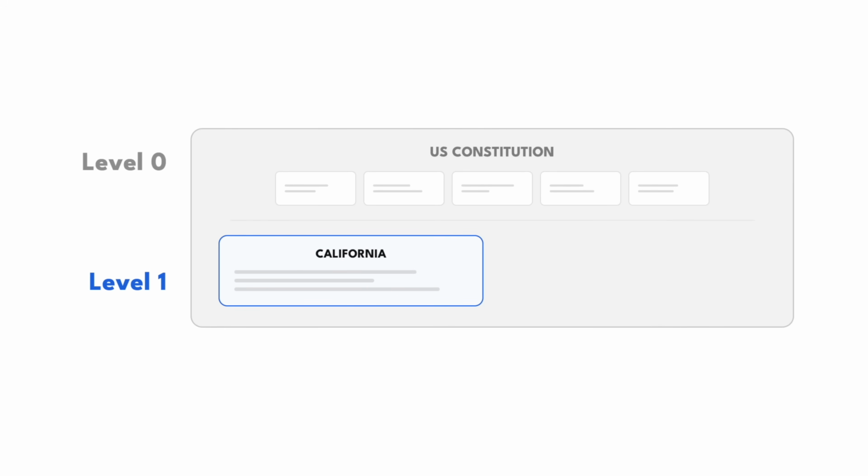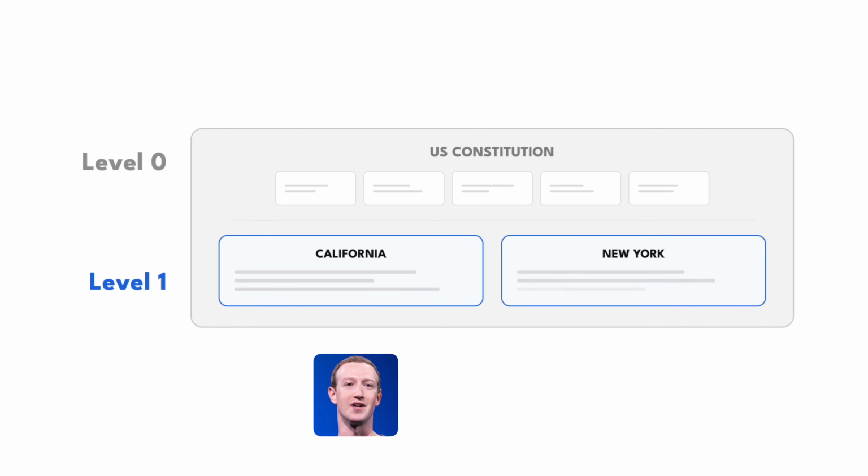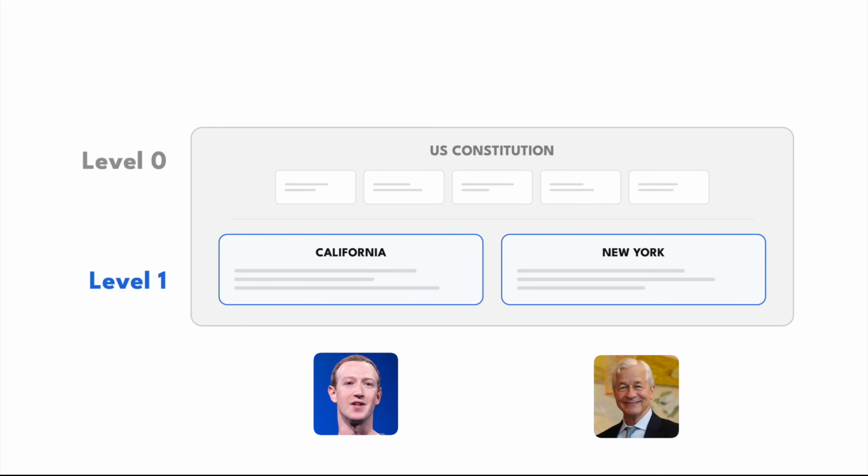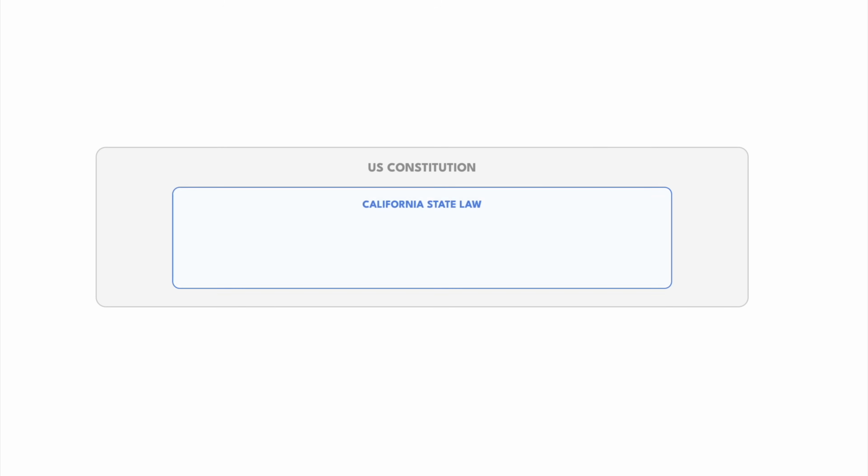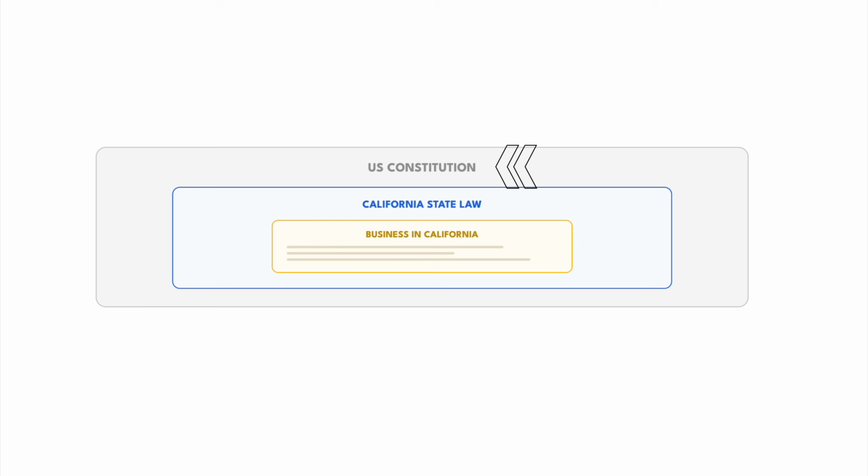For example, California has its own laws that help tech billionaires get even richer, and New York, not to be outdone, has New York state laws helping the finance billionaires get even richer. I'm just kidding with the laws, obviously. Not really. But the point is, every state has state level laws that stack on top of the US Constitution. So a business in California is bound by the countrywide constitution plus California state law.